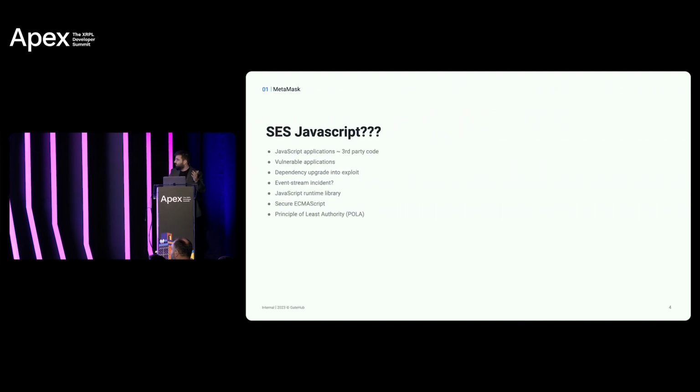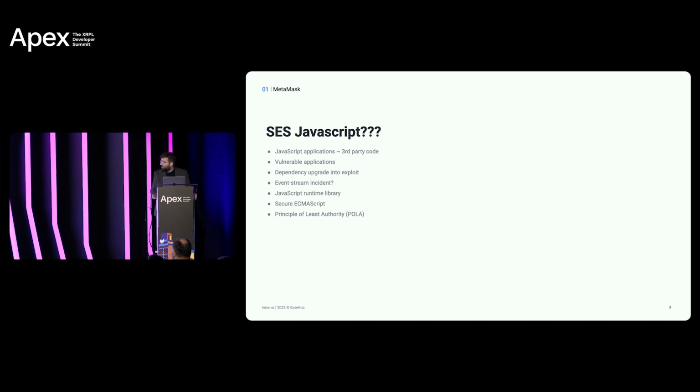So let's talk about Secure ECMAScript. In the world of JavaScript, we all rely a lot on third-party code, including modules, packages, libraries, and so on. Too often, these applications are fully vulnerable to these code dependencies. Not only do their current security vulnerabilities impact the applications, so do future ones. Overnight, any dependency can get upgraded into an exploit and result in a security breach, like the event-stream accident.